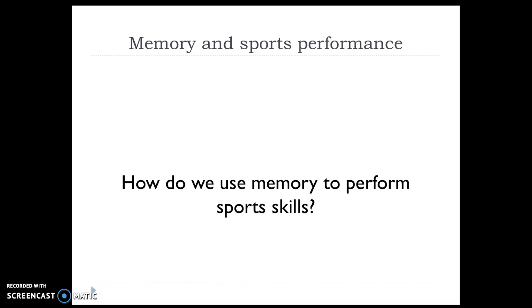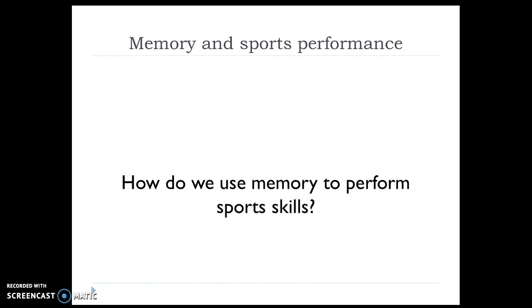So your next topic, or your last lesson of the week for all groups, is going to be on memory. Now the key thing we have to look at here is how do we use our memory to perform sports skills. So when you're actually playing in a game, you might not realise it, but subconsciously you're using your memory in order to perform key skills.